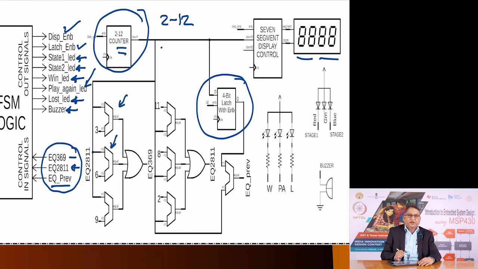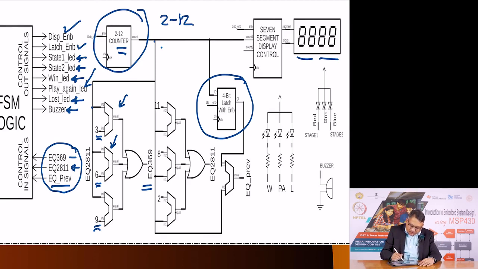The 2 inputs of the comparators are one which is coming from this counter, and the other which is a fixed value of 3 here, 6 here and 9 here, and these 3 outputs are ORed together to create a single signal called EQ 369. So, if EQ 369 is 1, that means your sum was either 3 or 6 or 9, and the state machine can take an appropriate action, that is to declare either win if you are in stage 1 or lose if you are in stage 2.